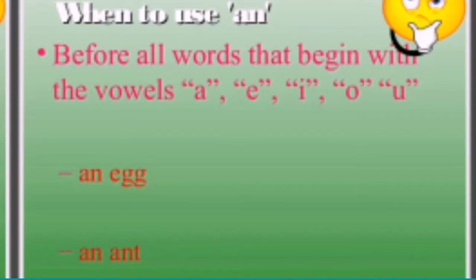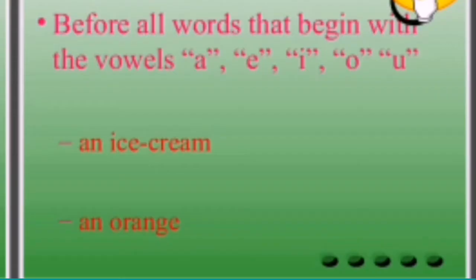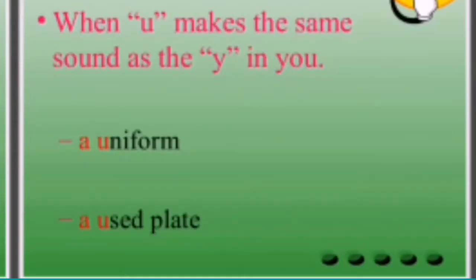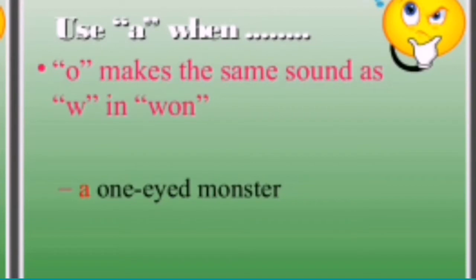Look at some other examples. An egg, an aunt, an ice cream, an orange. A uniform, a used plate, a one-eyed monster, a university, a uniform, a 1 rupee note.